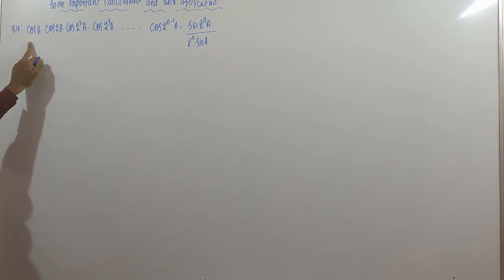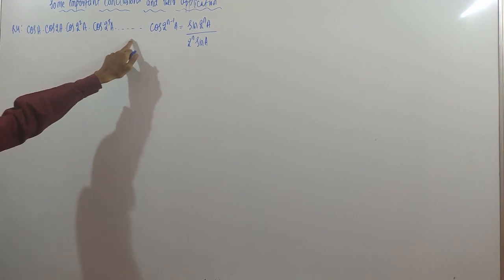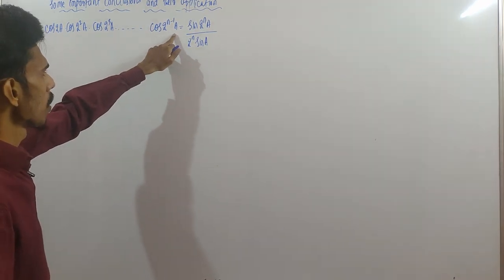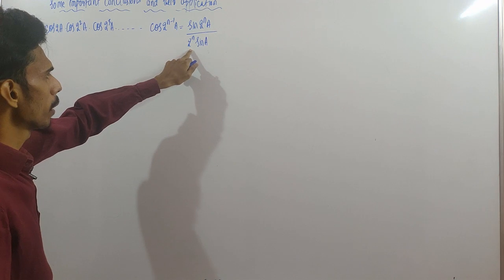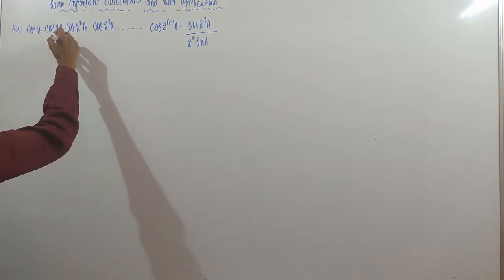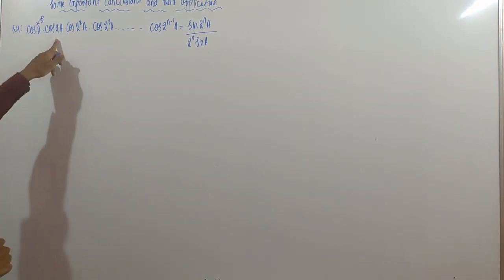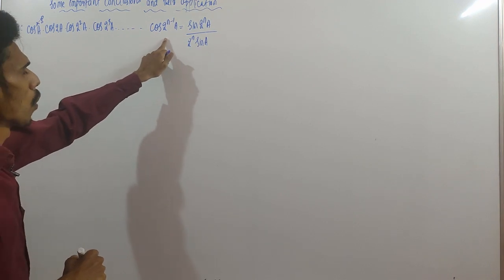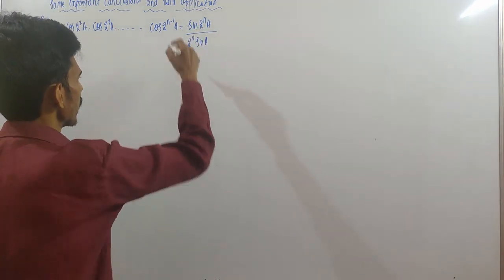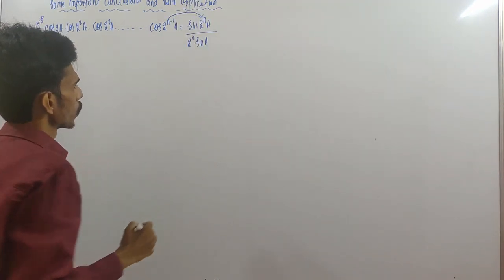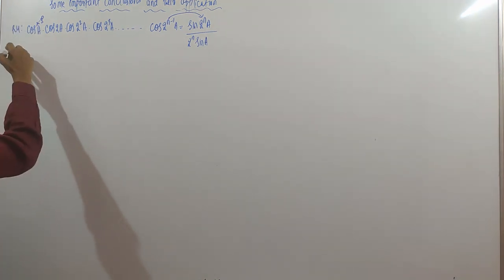We have result 4. Here we have cos A into cos 2A, cos 2 square A, cos 2 cube A up to so on cos 2 power of n minus 1 into A is equal to sin 2 power of n A divided by 2 power of n sin A. Here we have all 2 powers. Here we have 2 power 0, 2 power 1, 2 power 2, 2 power 3 up to so on up to 2 power of n minus 1. The result is sin 2 power of n A divided by 2 power of n into sin A. Now let us prove this.